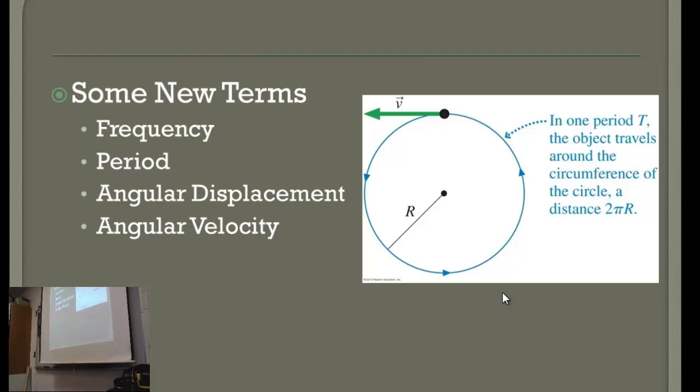Frequency and period. Where have you heard the term frequency before? Okay, wave, sound, anywhere else? Radio, sine, cosine. Right, okay, so let's talk about the sine, cosine period, or frequency. What does frequency mean? Okay. What about period?